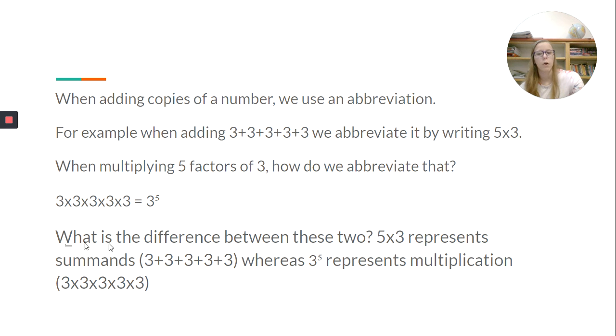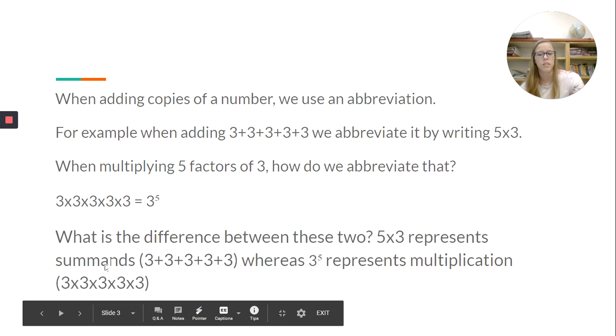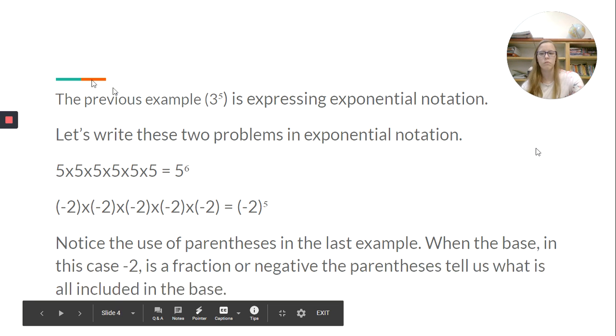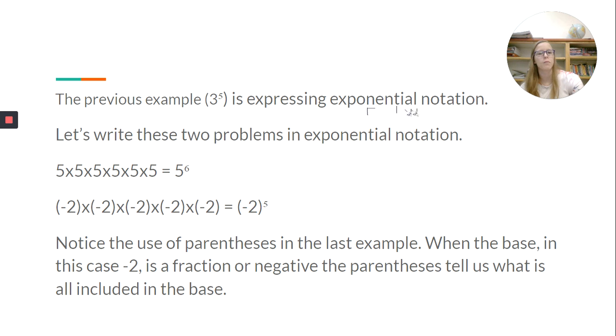Okay, so what is the difference between these two? 5 times 3 represents summing, so addition of 3 plus 3 plus 3 plus 3 plus 3. And 3 to the 5th represents multiplication: 3 times 3 times 3 times 3 times 3. Okay? So 3 to the 5th is expressing exponential notation. Nice big word there for you.